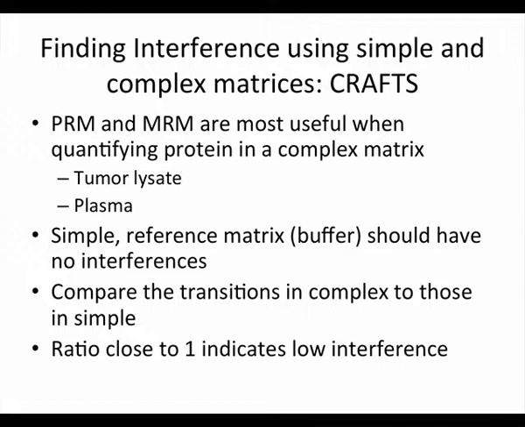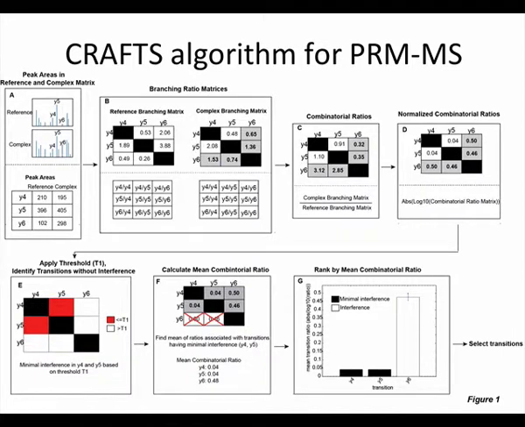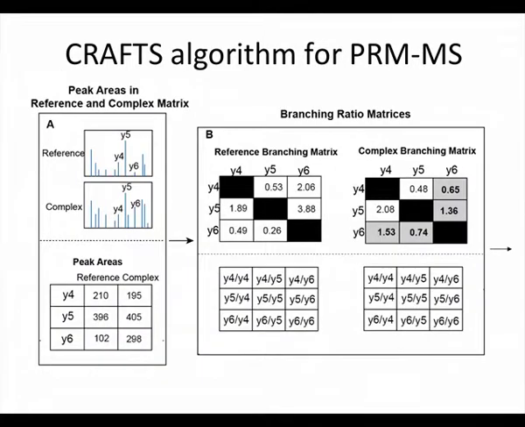So we do the experiment both in a simple matrix and in a complex matrix, and then use those two to figure out where the interferences are. I'm going to go through that a little bit as well. I'm going to make these bigger because they're hard to see, but this is the general workflow. Again, we have our reference matrix, which is like a buffer matrix, and then a more complex matrix, like a tumor lysate.